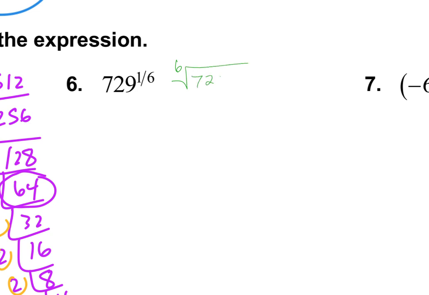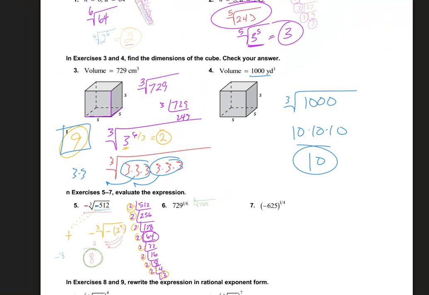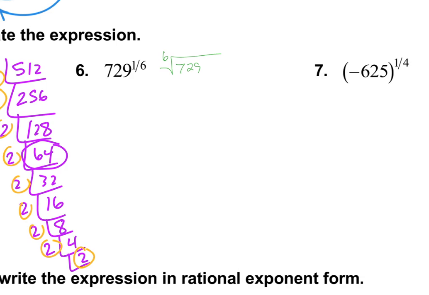That's the 6th root of 729, okay? So let's divide it. Wait, do we have 729 already? We did. 729 is 3 to the 6th power. Okay, cool. So this problem is really fast then.